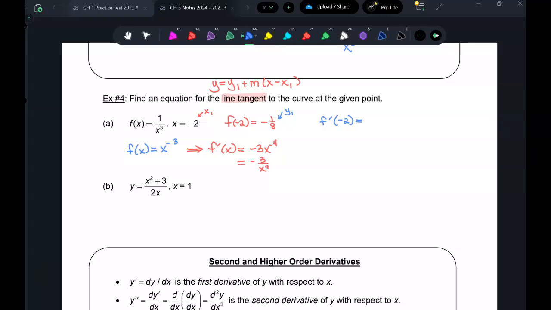So there's kind of 3 components here. To find y1, I'm plugging into the original function. To find f prime, I'm plugging into the derivative. So that'll be negative 3 over negative 2 to the 4th power, which is negative 3/16. That's my m. So it's going to be y equals negative 1 over 8 plus negative 3 over 16 times x plus 2.